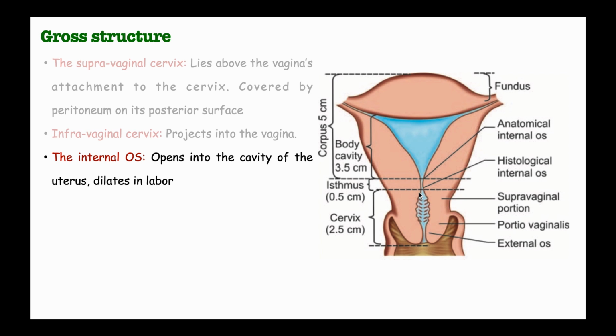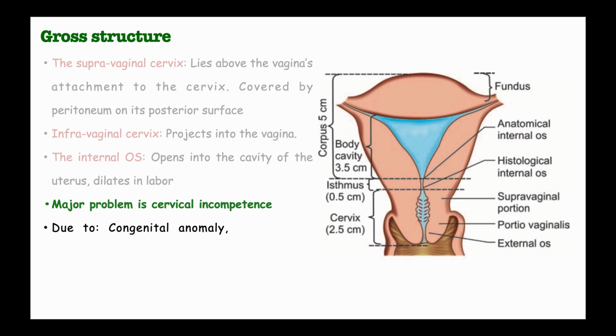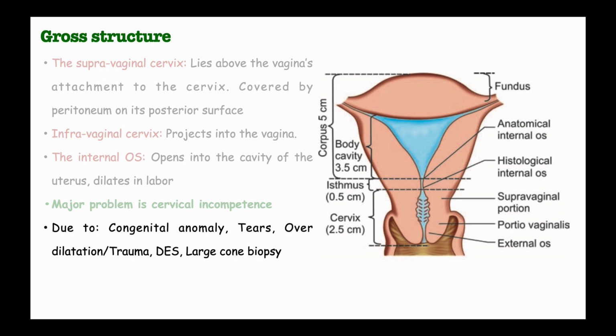And so, one other important obstetric importance of the internal os is the problem of cervical incompetence. When we say cervical incompetence, it is the inability of the cervix to maintain and protect the product of conception till term, leading to premature birth or even pregnancy loss. And this is usually due to congenital anomalies of the cervix as well as cervical tears following childbirth.